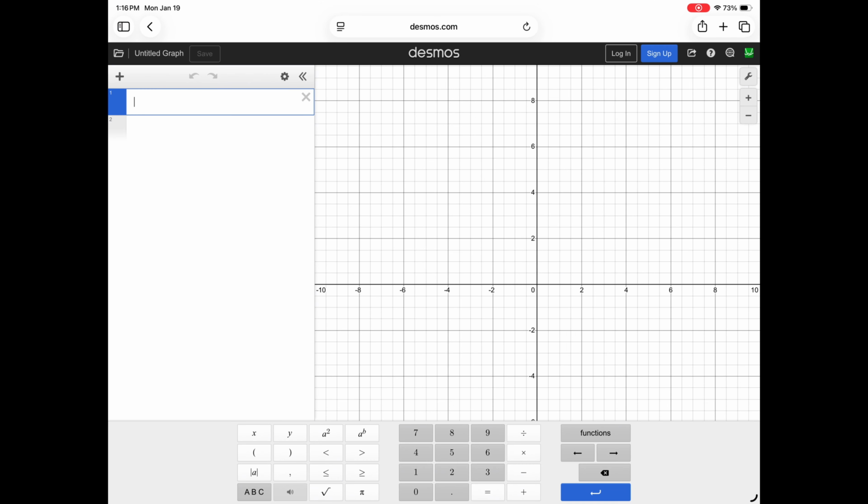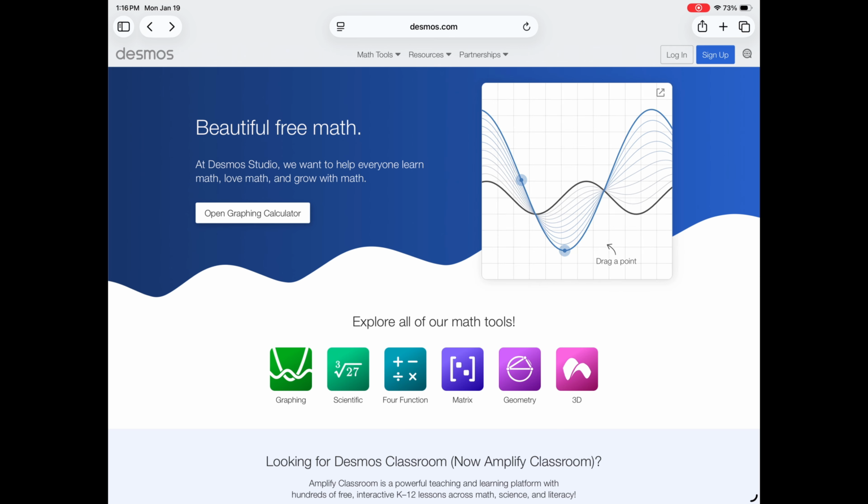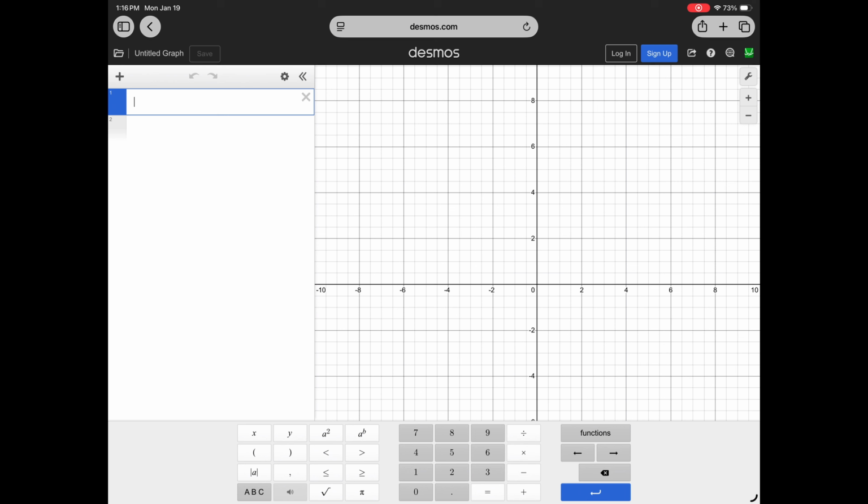So this is going to be your graph. Make sure you click on graphing right there, and then your toolbar should be on the bottom right here. On laptop it's going to look a little different, but it should be easier to type. So we're going to have one equation at the top. We're going to have x plus 2y.